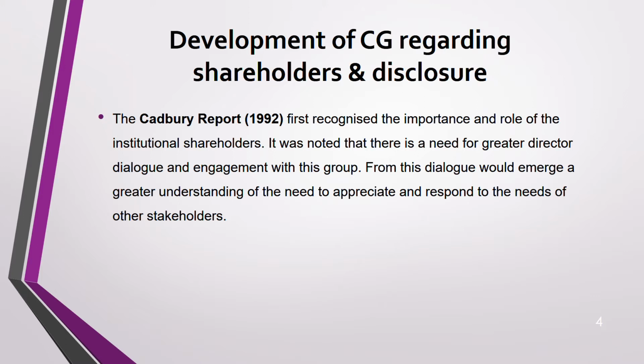You don't need to know these details. This is there for you to understand the life cycle of corporate governance, how it came into the picture, the various reports that came, and how corporate governance progressed. To know that timeline, this is included. You don't have to know the details of this. But you need to know what the main idea of the Cadbury report is. The main idea is that they recognized the importance and role of institutional shareholders. So the first time that institutional shareholders were given importance was under the Cadbury report in 1992.